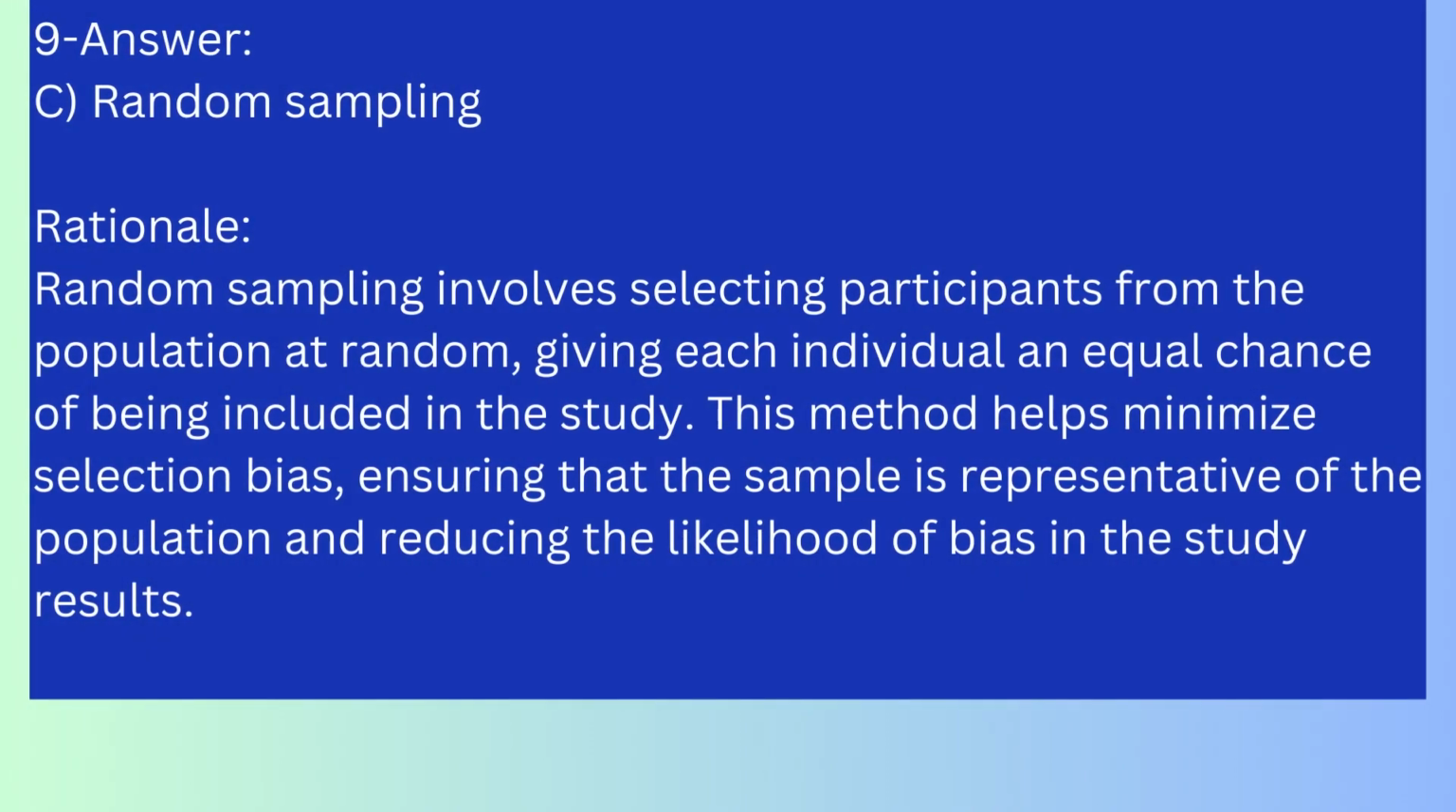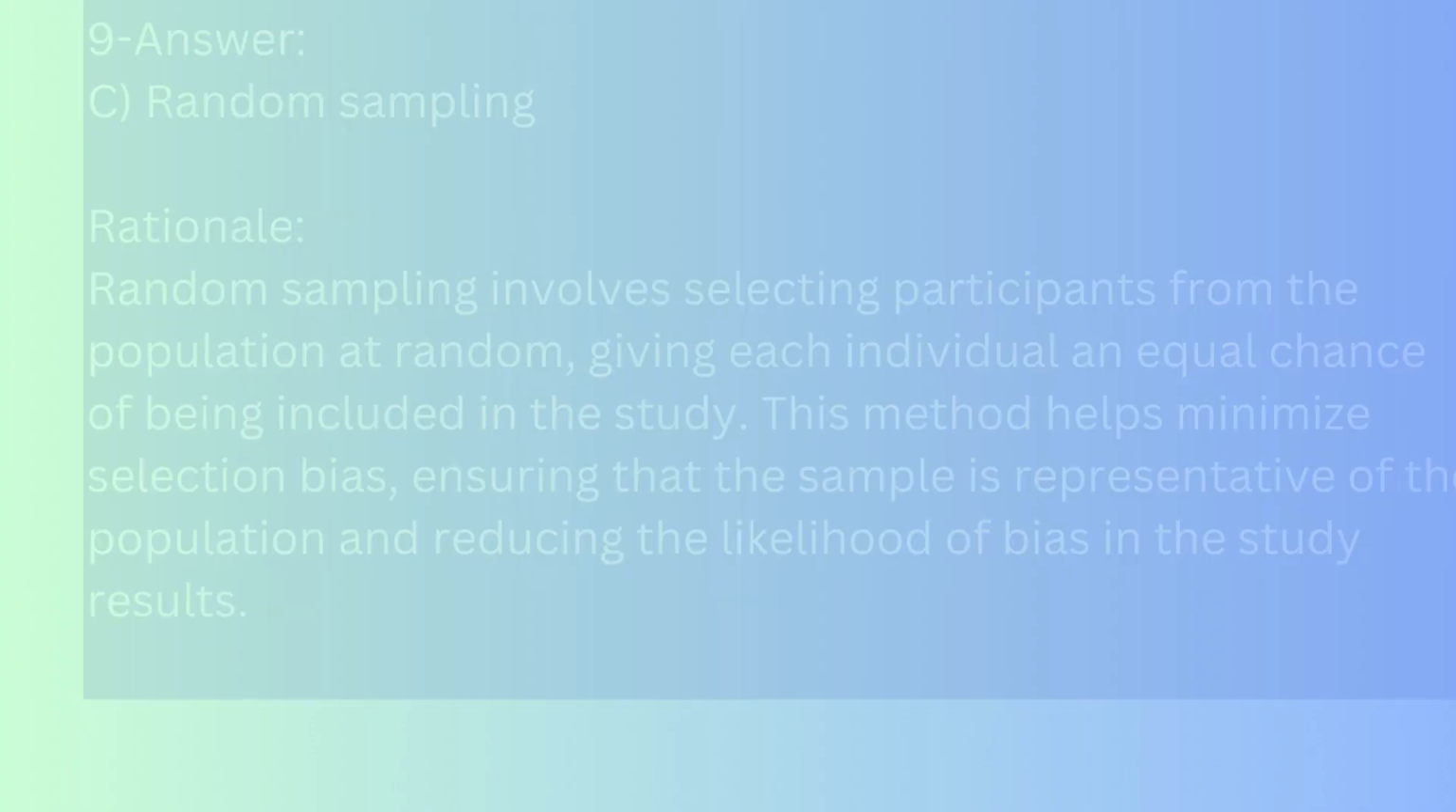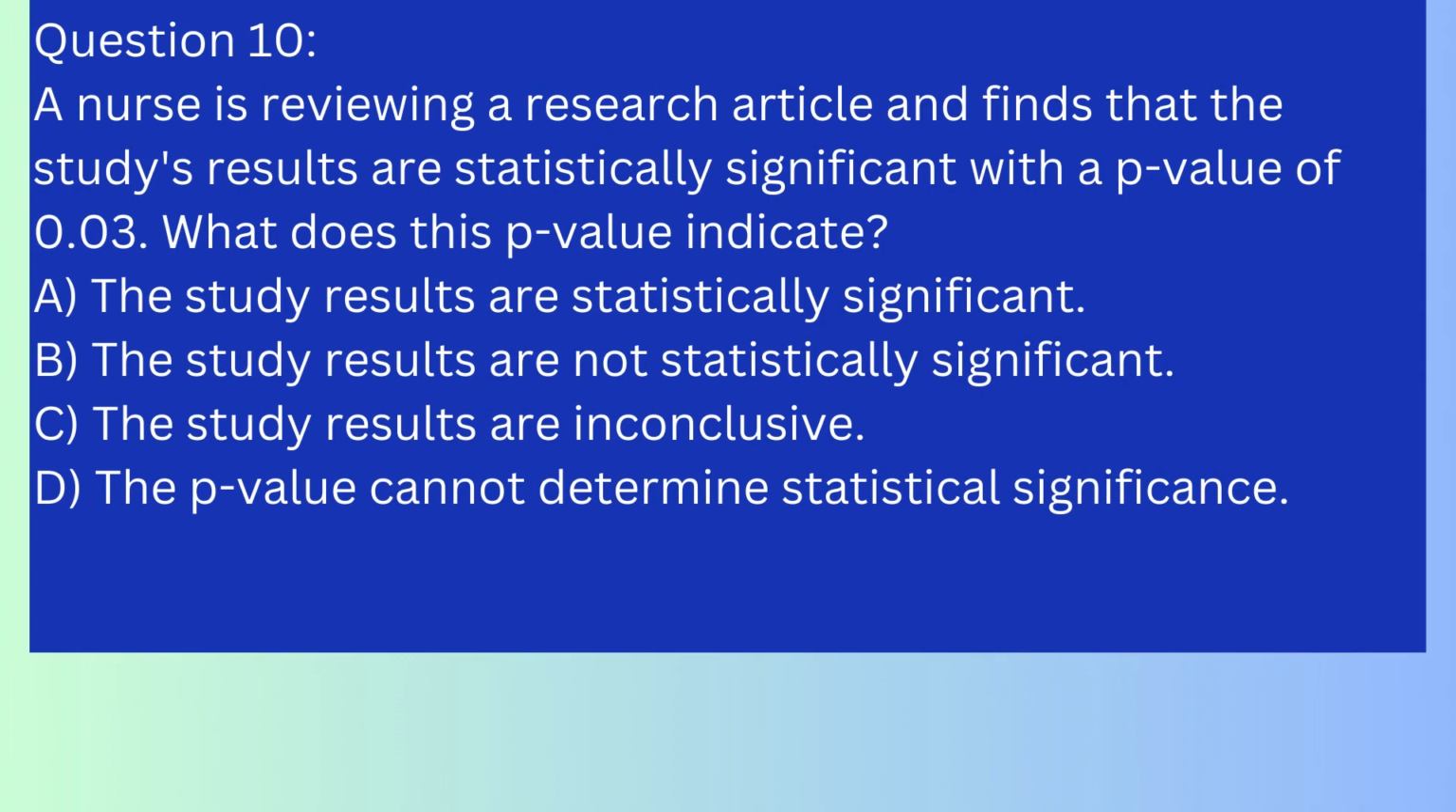Answer: C. Random sampling. Rationale: random sampling involves selecting participants from the population at random, giving each individual an equal chance of being included in the study. This method helps minimize selection bias, ensuring that the sample is representative of the population and reducing the likelihood of bias in the study results. Question 10. A nurse is reviewing a research article and finds that the study's results are statistically significant with a p-value of 0.03. What does this p-value indicate?